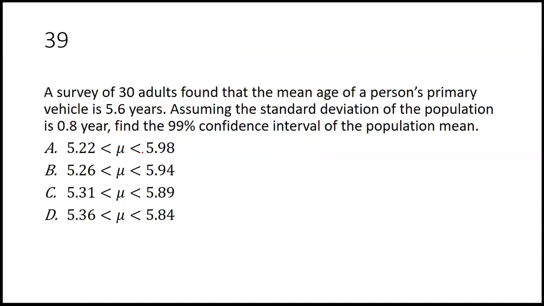39. A survey of 30 adults found that the mean age of person's primary vehicle is 5.6 years. Assume the standard deviation of the population is 0.8 year. Find 99% confidence interval for the population mean. Now, to find confidence interval, the formula is x bar plus or minus. Now, first you must know if you are going to use z or t. Okay, if it is z, the formula will be x bar plus or minus z multiplying standard deviation over root n.